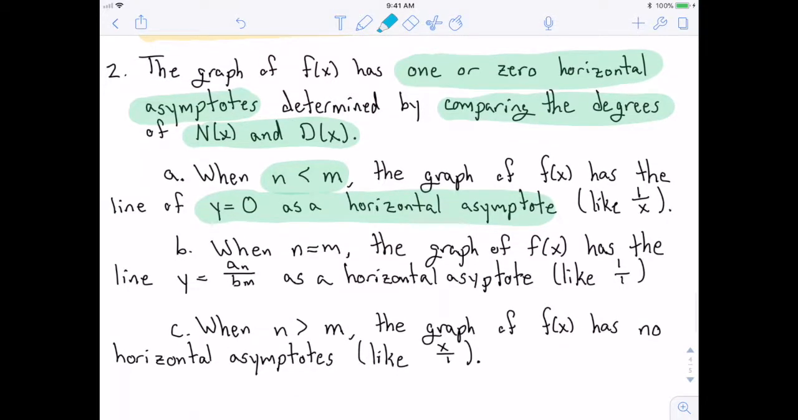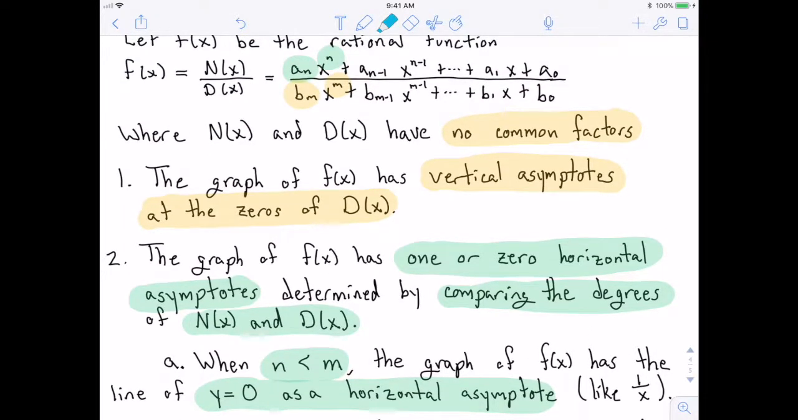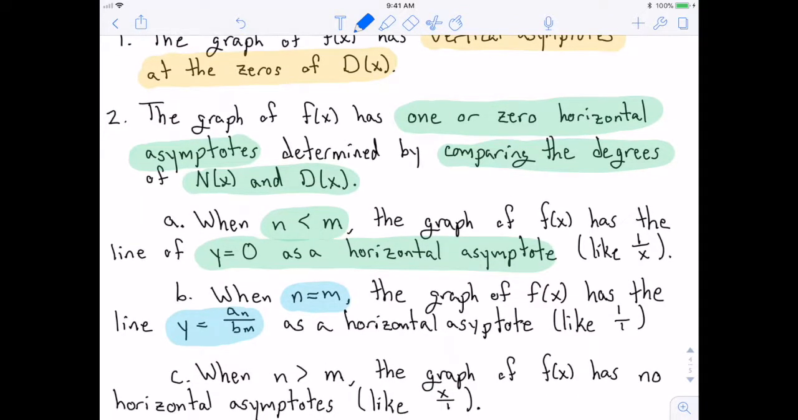On the other hand, if the degree of the top and the bottom equal each other, then we have a bit of a weird horizontal asymptote. We have a horizontal asymptote at the line y is equal to an divided by bm. Now these are the same leading coefficients right here. So we take the first numbers and we divide them by each other, and that becomes our new horizontal asymptote. And if we want to think of this, this is sort of like the line 1 over 1, or 2 over 1, or 3 over 5, any nice straight line, which is just a simple number.